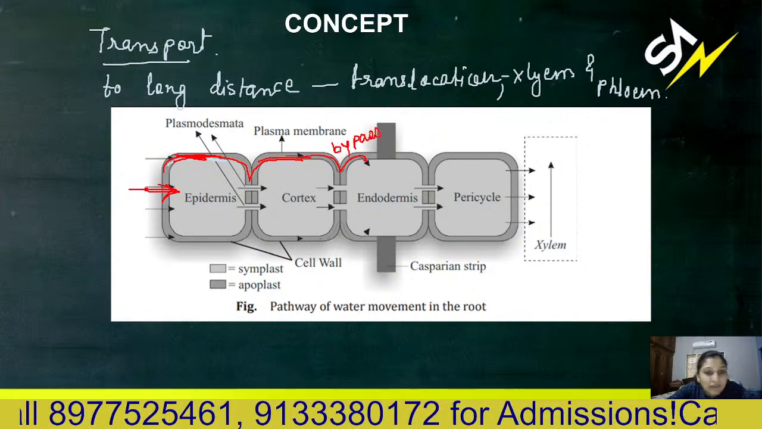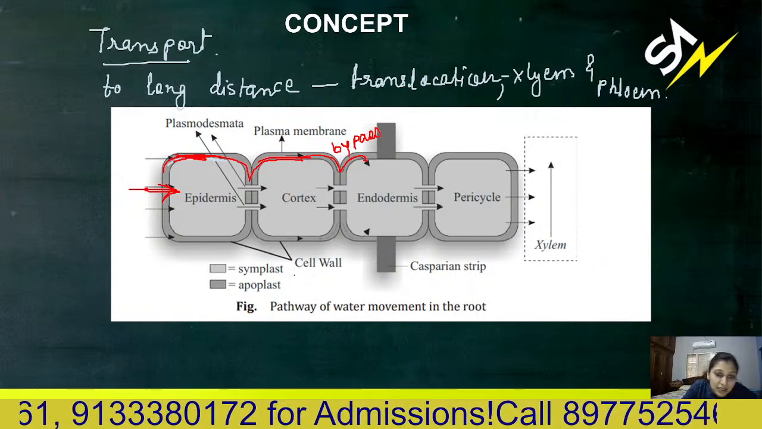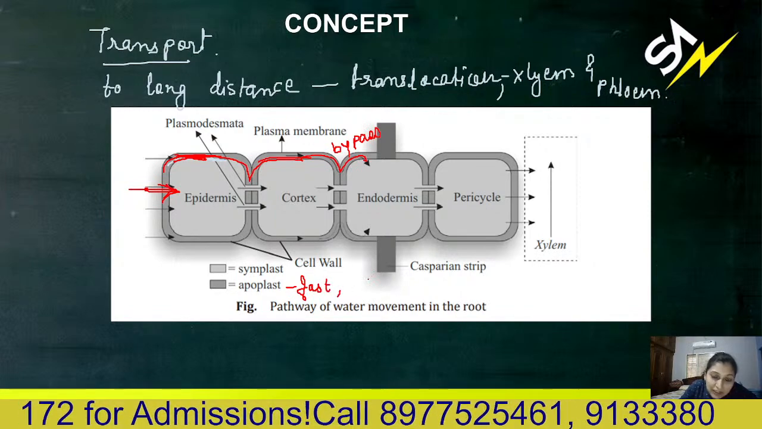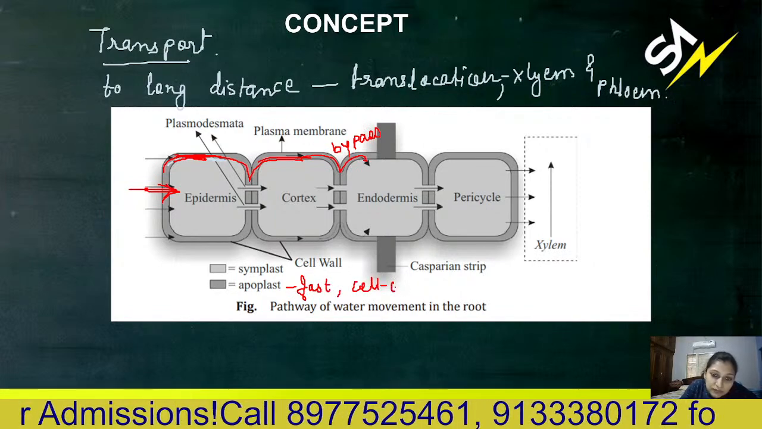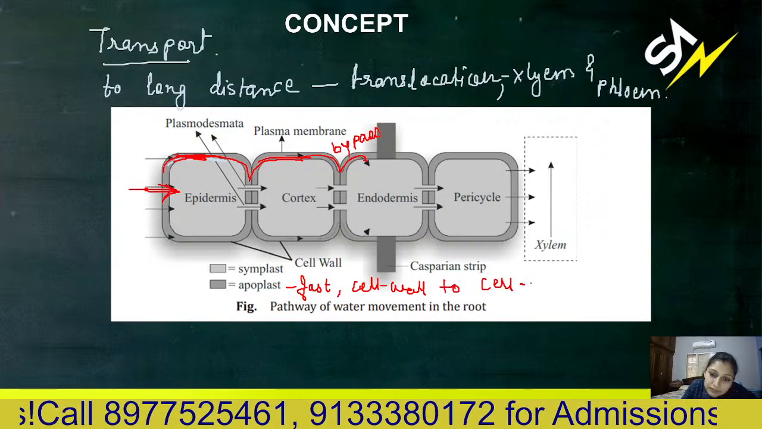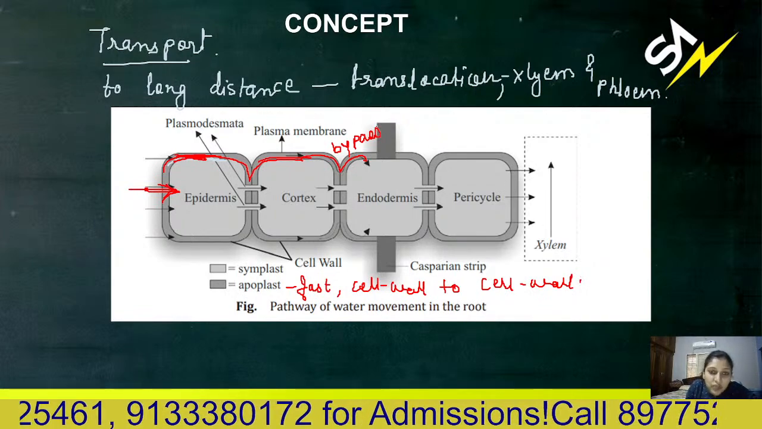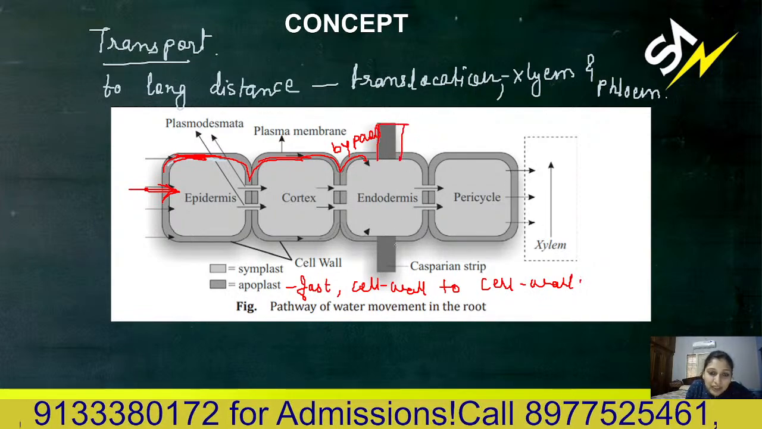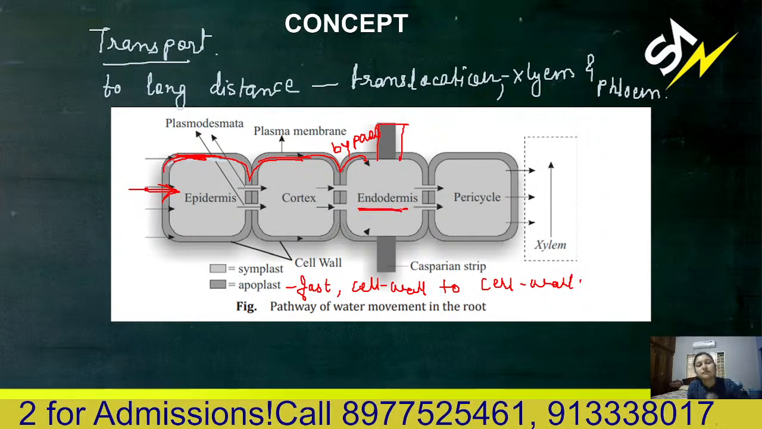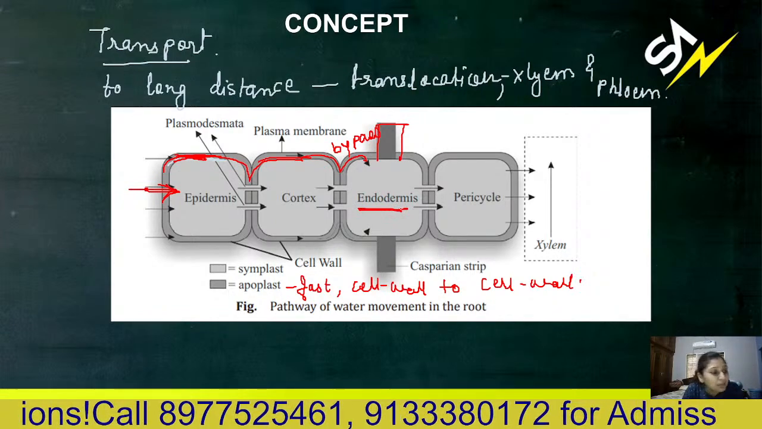Just like how we use a bypass highway route, like that this apoplast is fast because it goes from cell wall to cell wall, cell wall to cell wall. So up to what point? There is a checkpoint here, a check post, that is known as the Casparian strip, which is there in the endodermis layer. You know that cells in the endodermis layer have deposition of what?